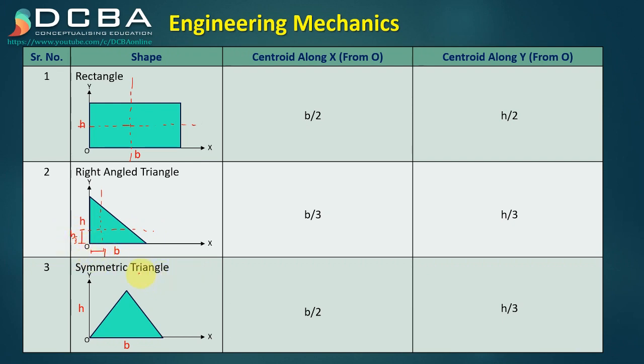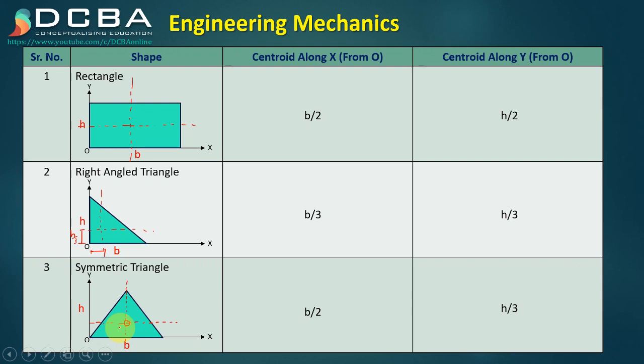In a symmetric triangle, the centroid will lie at b by 2 because it will always lie on the axis of symmetry. So at b by 2 again we can draw an axis. This would be the centroidal axis, and along the height it will lie at a distance of h by 3. So this would be the centroidal axis at a distance of h by 3, and where these two centroidal axes meet, that is the centroid point itself.